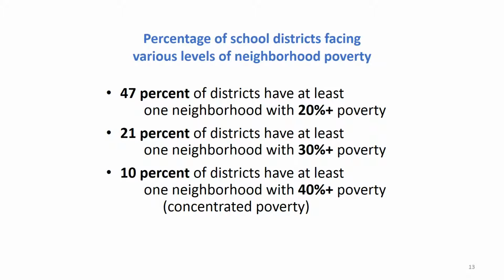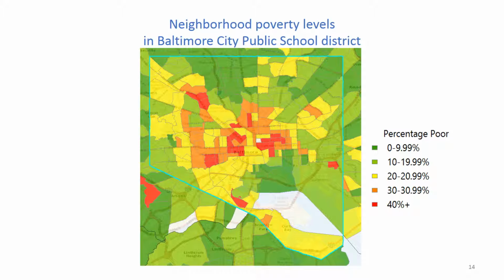Okay, so what we found when we looked at the percentage of elementary and unified school districts facing various levels of neighborhood poverty was that almost half of these districts had at least one neighborhood with 20% poverty or above. 1 in 5 districts had at least one neighborhood with 30% plus poverty, and just 1 out of 10 districts had at least one neighborhood with 40% plus poverty, which was our definition of concentrated poverty. Now, one neighborhood does not a school district make, and so we decided to take a look at a couple of school districts up close and personal to underscore this point.